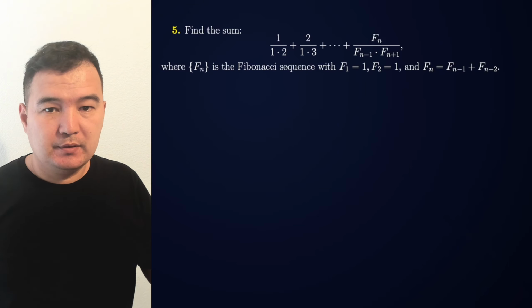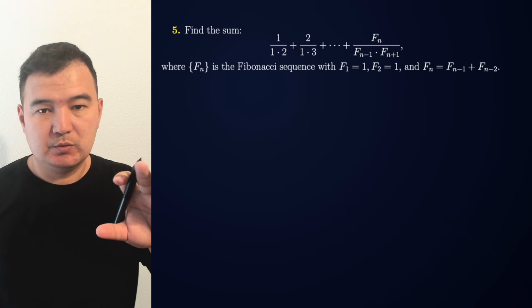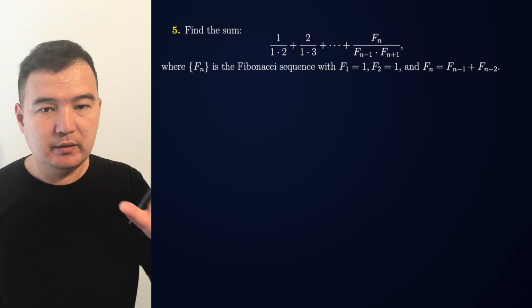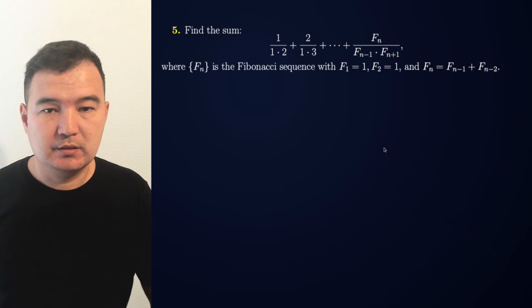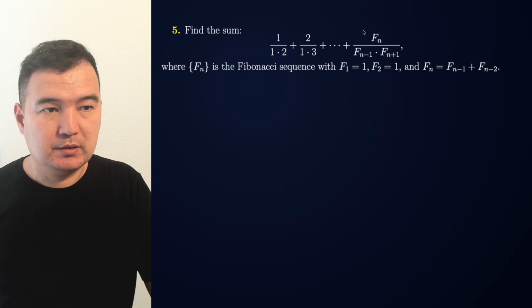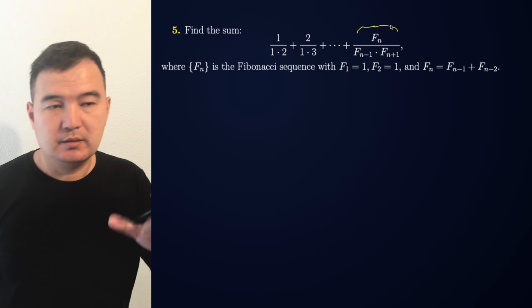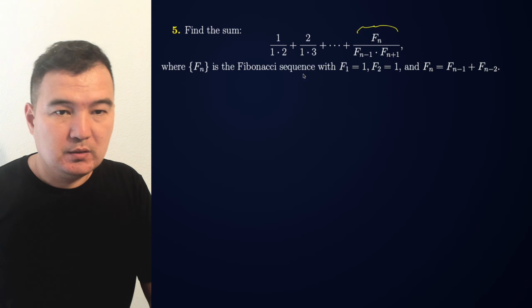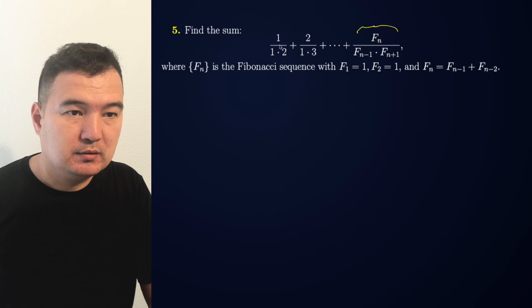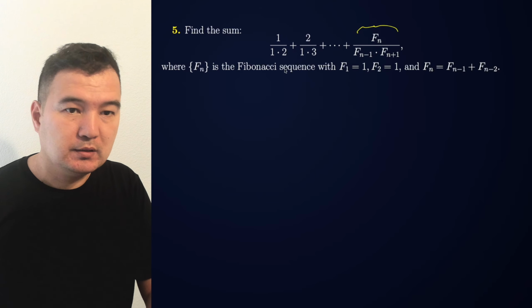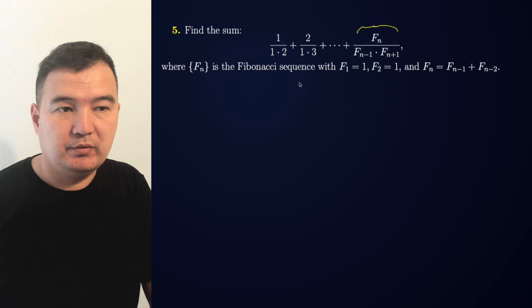Problem number 5. This one is very similar to the previous one, number 4. So we need to rewrite the general term of this expression in a more convenient way for us to do the calculations. So it's a sum of sequences where Fn is a Fibonacci sequence.